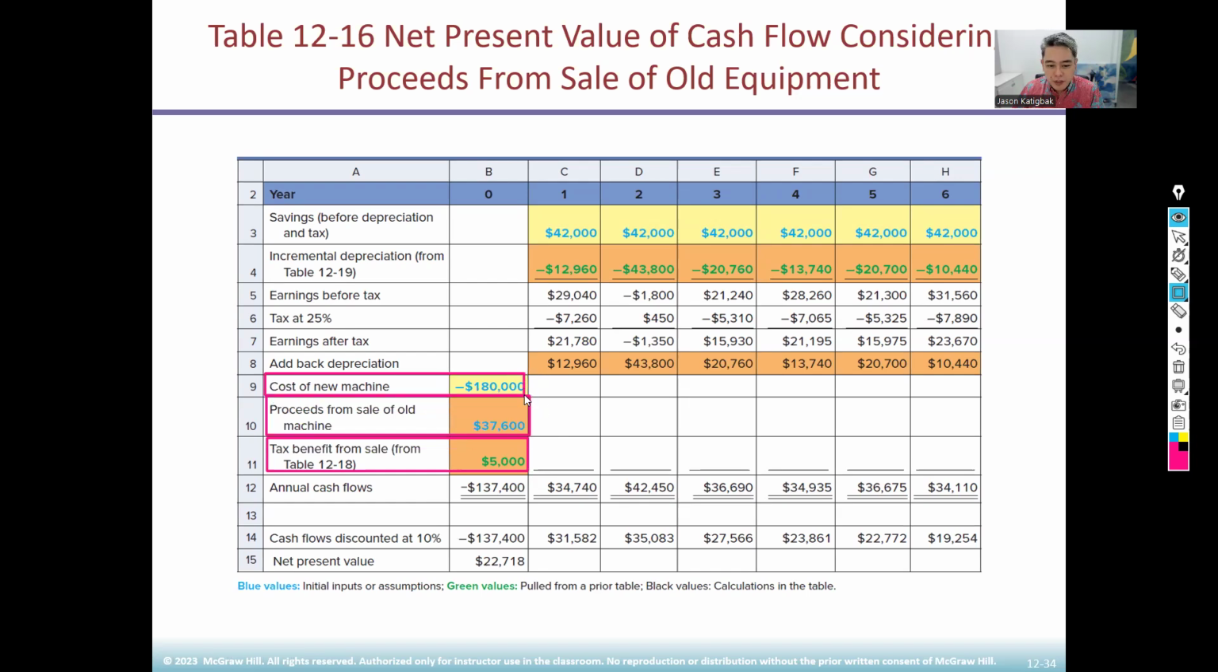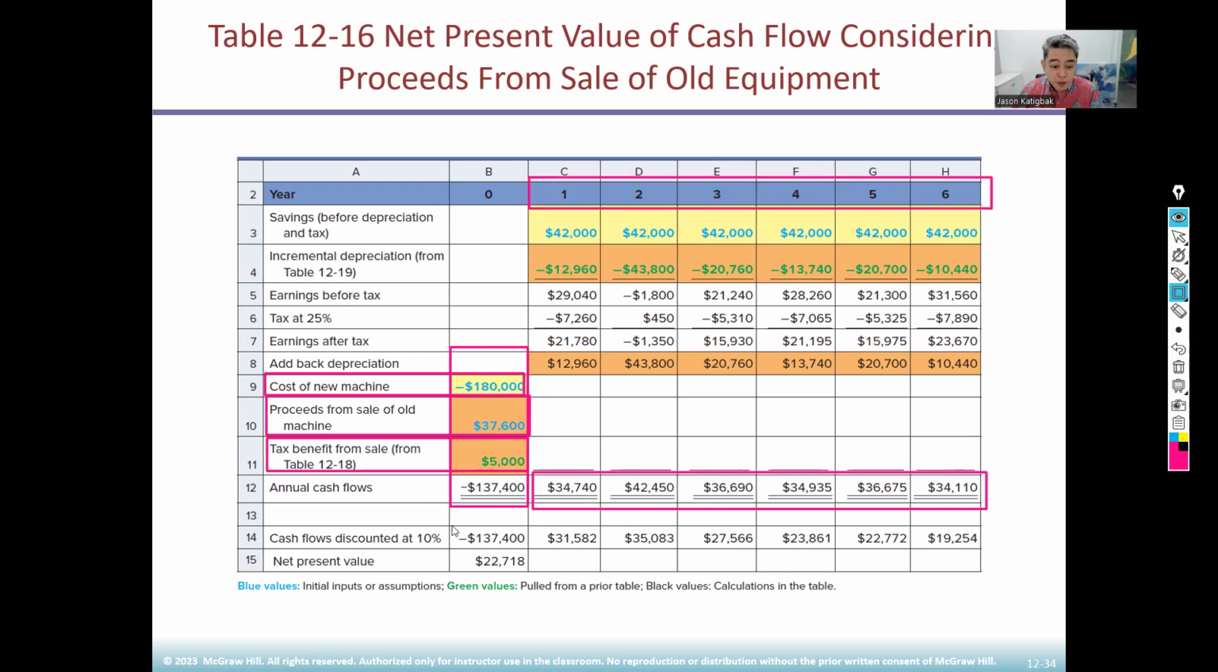But I'm investing 180. So now it's 137,400 when you add it up. And then you get the net amount for year 1 to year 5. And then you do a discount. You multiply by 1 over 1 plus I to the nth power. Once you multiply it, then you're adding all of this up, will be a net present value of 22,718. I would say go for it because it's actually a positive net present value.